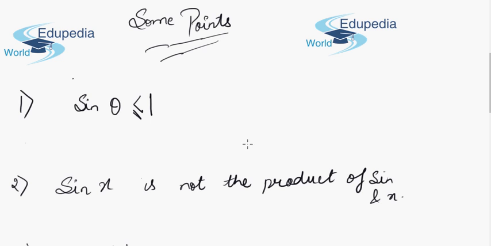This video we will learn some points on trigonometric ratios or terms. Friends, the first point says that sine theta, that is sine of an angle, is always less than or at most equal to 1. Let us know how is it so.